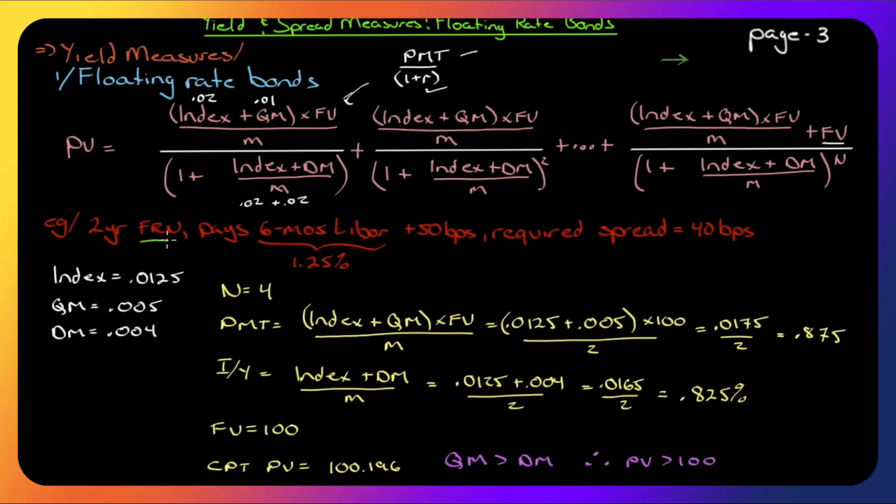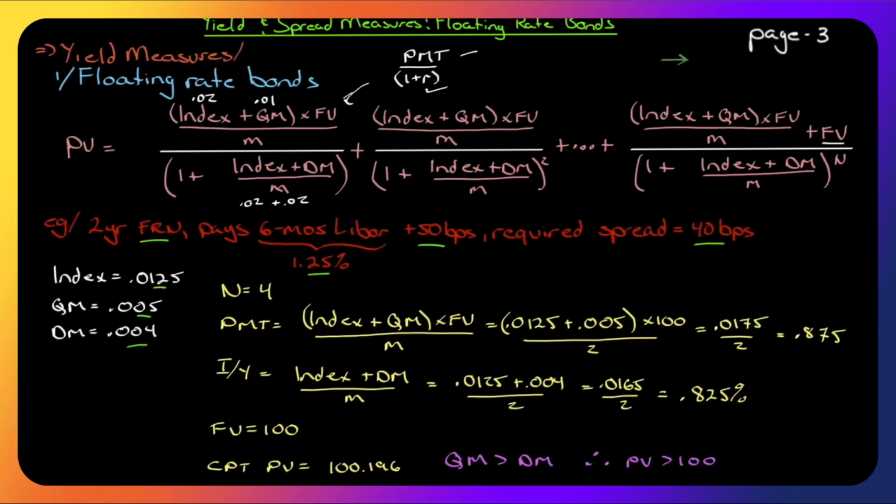Let's take a 2-year floating rate note. It pays 6-month LIBOR plus 50 basis points, and let's say 6-month LIBOR is 1.25%. Right away, I know it's paying 6-month LIBOR, so this is a semi-annual bond. The required spread is 40 basis points. Look at our quoted margin, 50 basis points. Our discount margin is 40 basis points. So our index is 1.25%, 0.0125. Our quoted margin, 50 basis points, 0.005. Our required, or our discount margin, is 0.004.